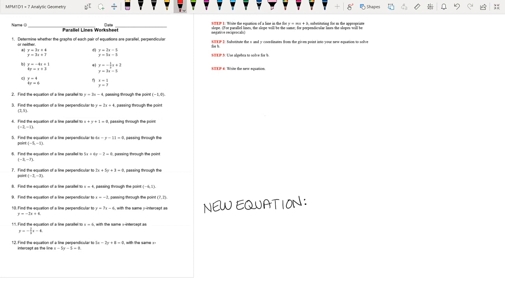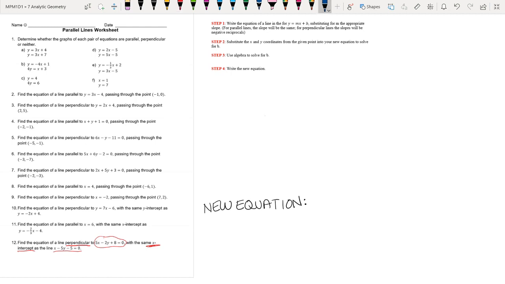Analyzing the question, we want a line that's going to be perpendicular to 5x minus 2y plus 8. Our new line will be perpendicular to that line, and it's going to have the same x-intercept as this line over here. So we are going to get our slope by converting this to slope-intercept form and then finding the negative reciprocal. And we're going to get our point from finding the x-intercept in the other equation that we've been given. All right, so let's take it step by step.